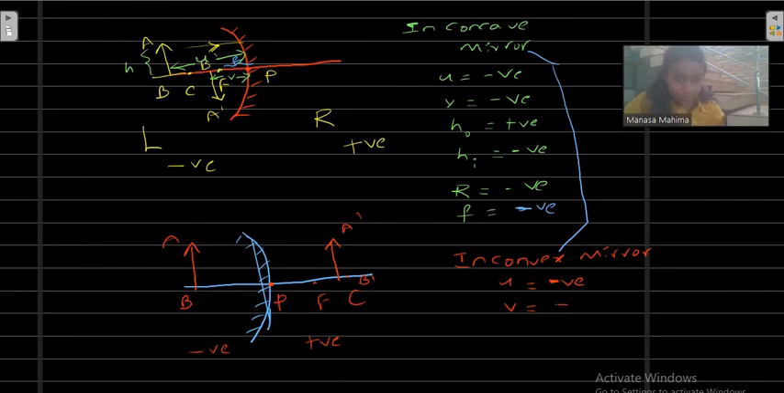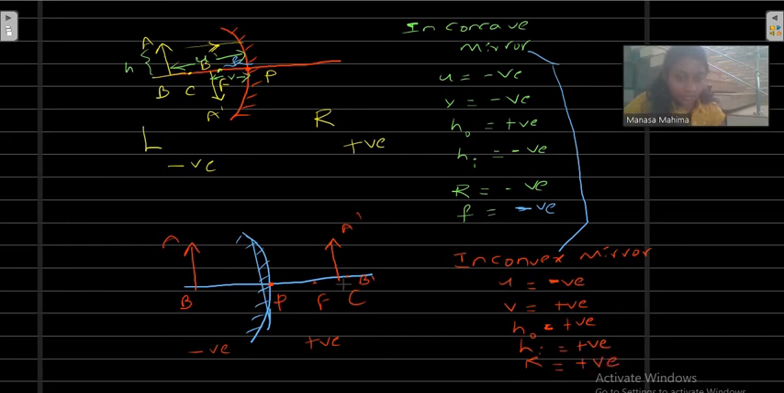So V is positive in this case, and the height of the object is positive, and the height of the image is also positive, since it is above the axis. You are getting the y points to be positive. If I am talking about the axis, this will be positive y, and if you come down, it will be negative y. So the height of the image is also positive, and the R value is also positive.